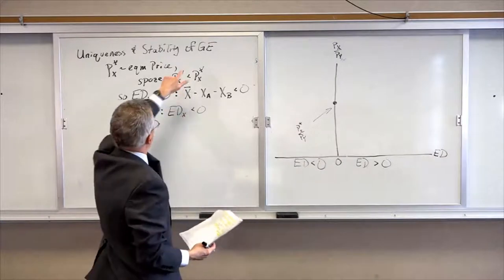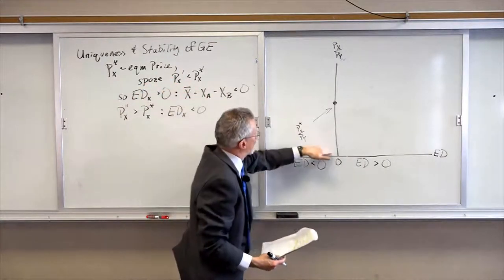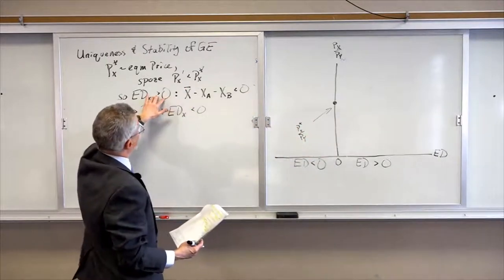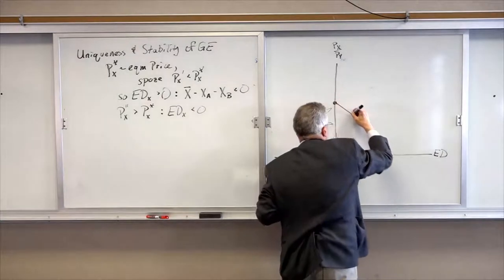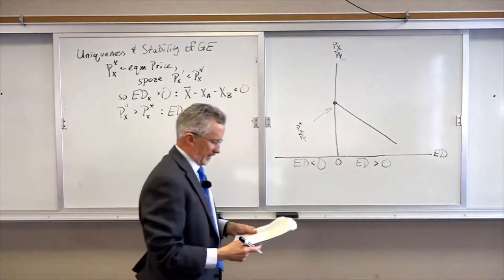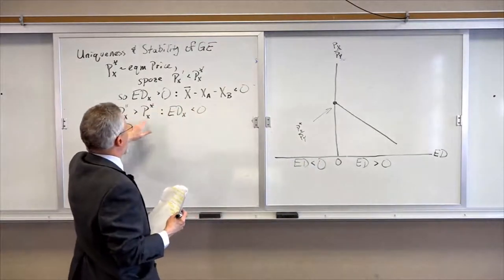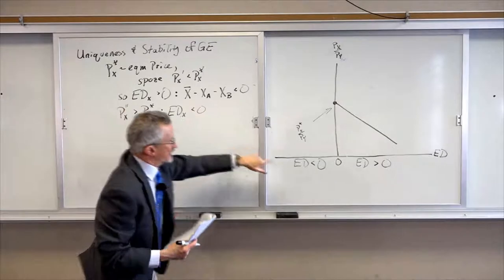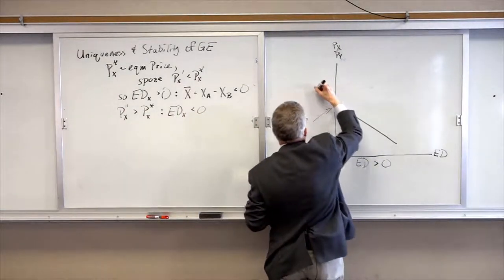But we also know that if the price of X is lower than that, we must have positive excess demand. Therefore, that graph must run like this. And over here, if the price is higher, we have negative excess demand, so we would have this.